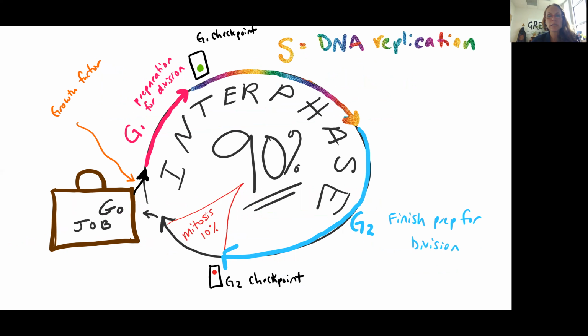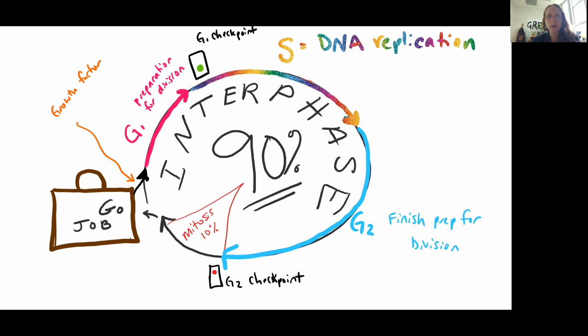Once you've completed DNA replication, you're going to go into G2 phase. G2 is where you finish your preparations for division. So you, again, double check that the DNA has doubled. Now let's make sure all the proteins and organelles in the cytoplasm that we need have doubled, and we're going to get to another checkpoint. This is at the end of G2. This is called the G2 checkpoint.